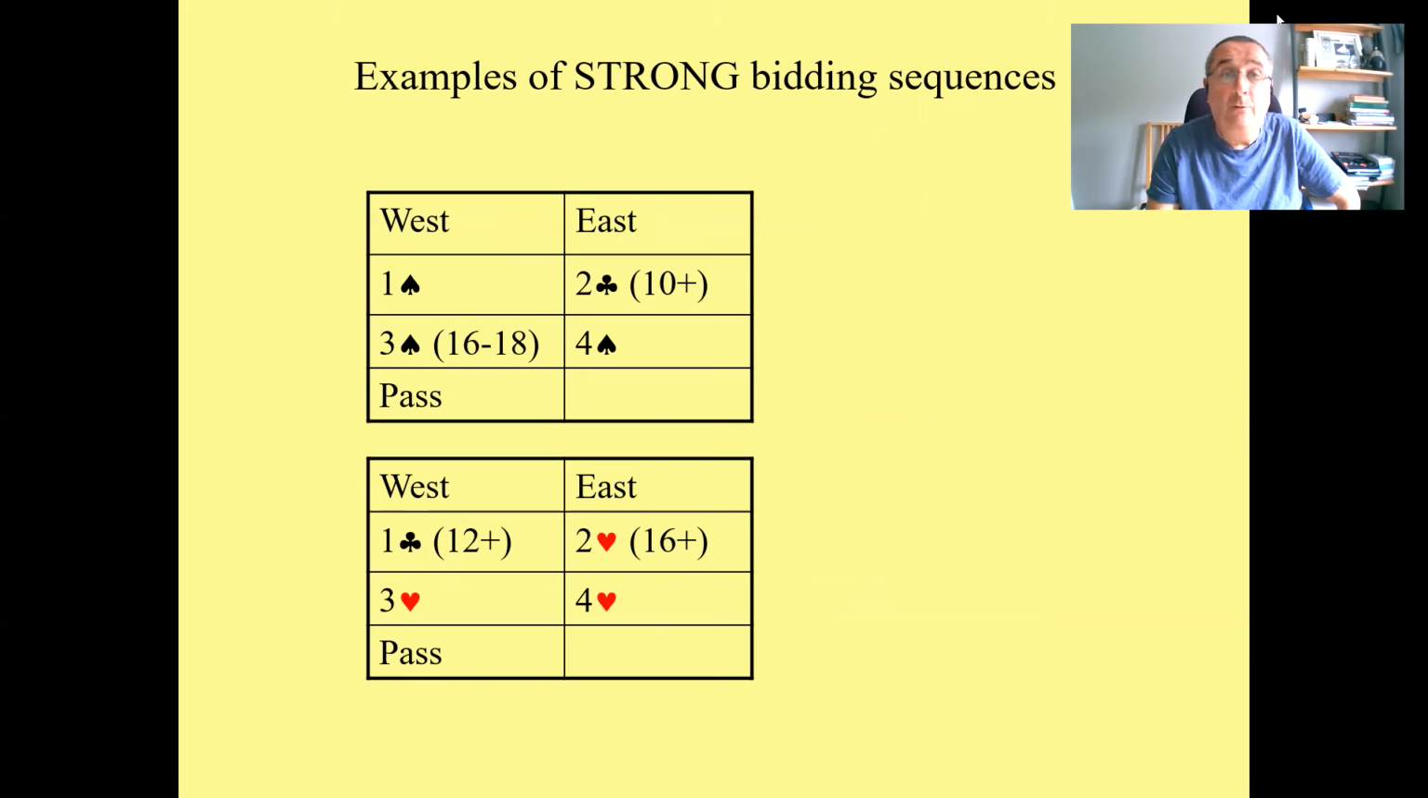But a strong bidding sequence would be something like this, like 1 spade, 2 clubs, which should show 10 or more points, 3 spades showing something like 16 plus points, 4 spades. That would be a strong bidding sequence where you might decide to make a more attacking lead, or perhaps 1 club, 2 hearts, a jump shift should be like 16 plus points, 3 hearts, 4 hearts. Again, that might be a fairly strong bidding sequence, and you might want to make a more attacking lead in that situation. In both of those, you would expect the opponents to have something like 28 points between them.